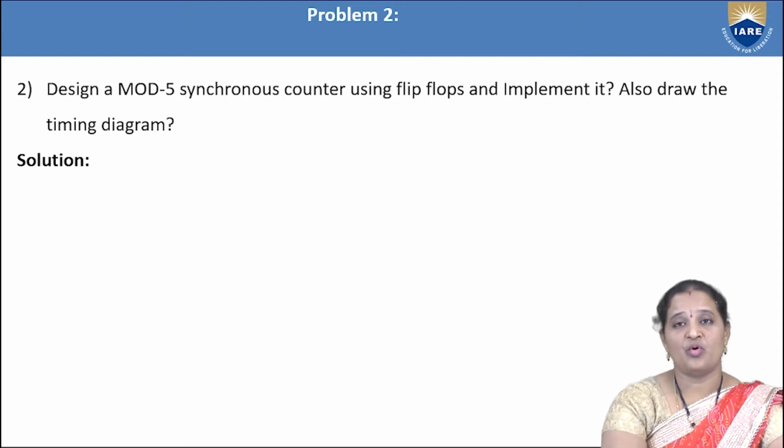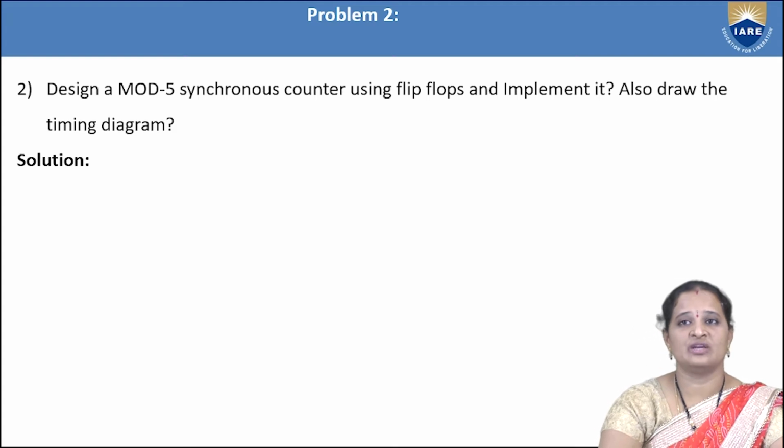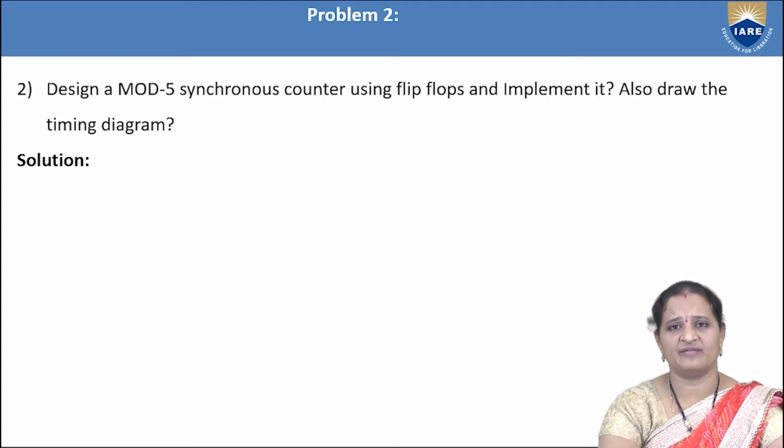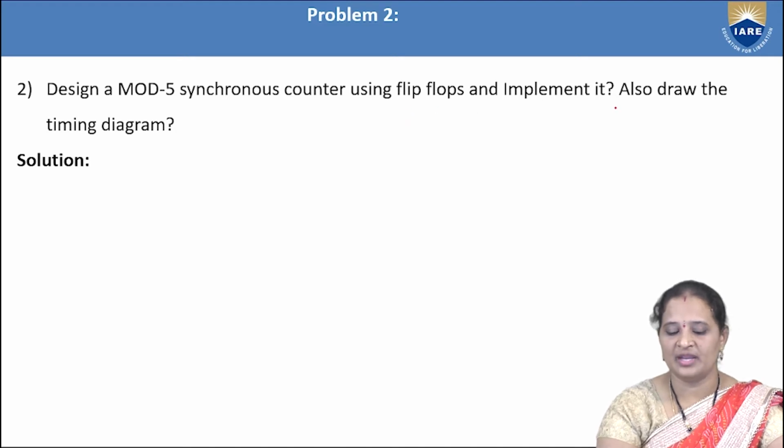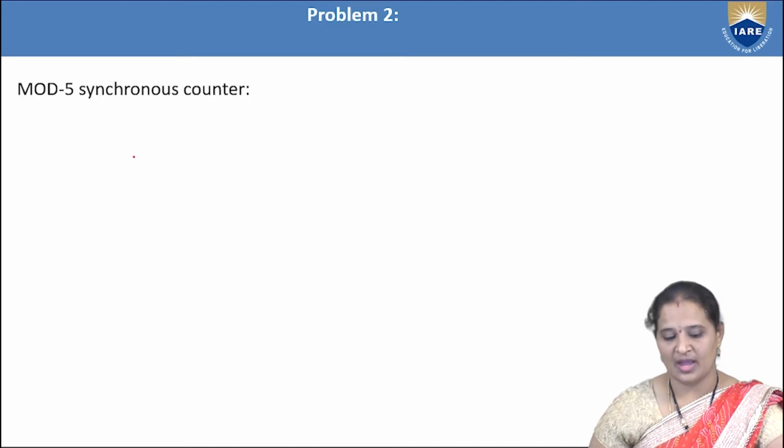Now, design a mod 5 synchronous counter using flip-flops. He didn't mention any flip-flops here, so it is our wish to choose flip-flops. If it is mentioned, we need to choose that flip-flop. Here, as it is not mentioned, I have to choose either JK or T flip-flop and implement it. Also, draw the timing diagram.